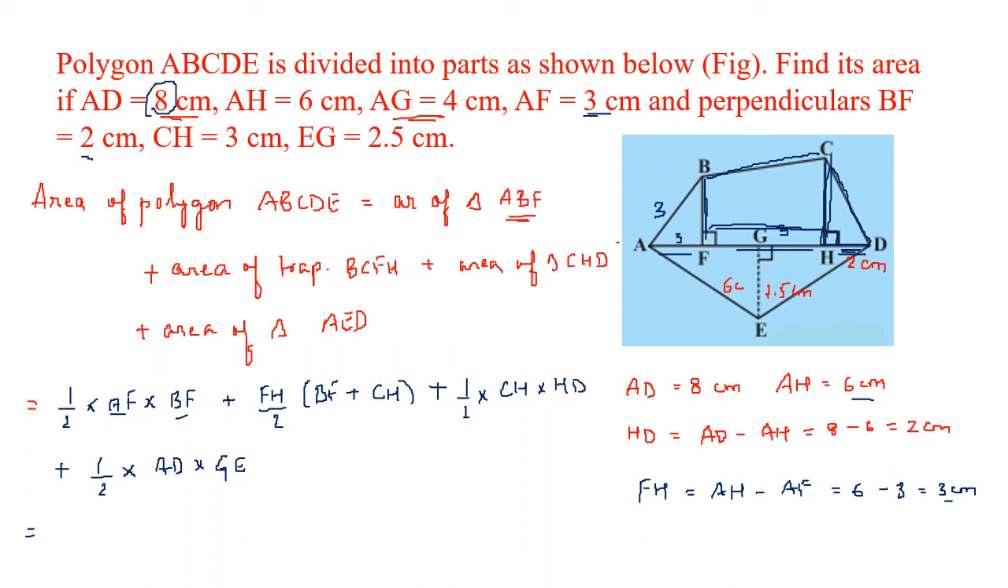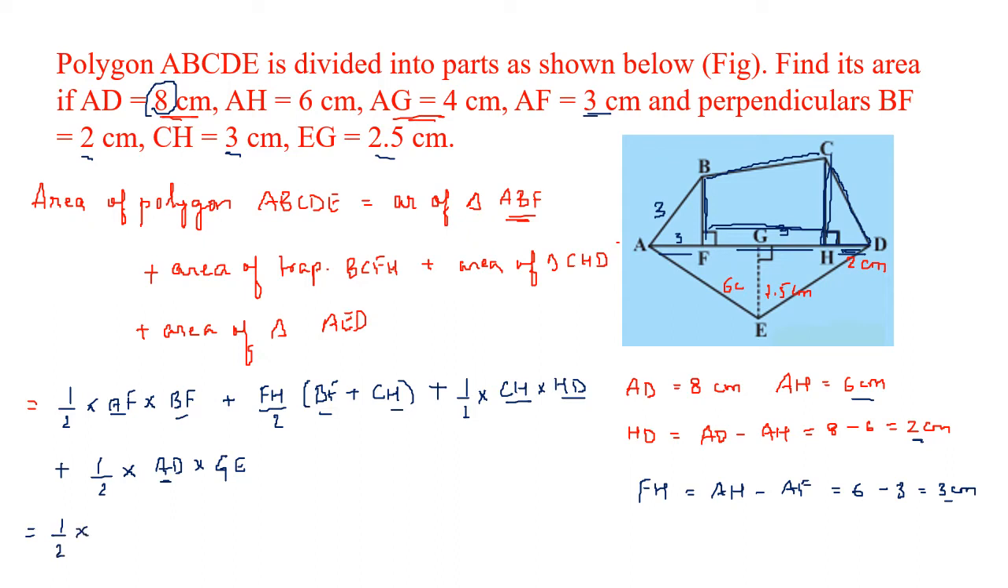FH is 3, BF is given to us, CH is given to us, HD we found out, that is 2, then AD is given to us and G is given to us. So now we have found out all the values which are needed. So let us put it down.